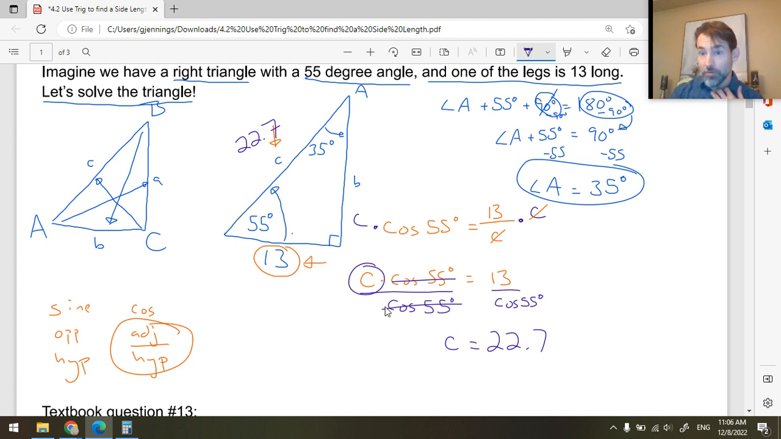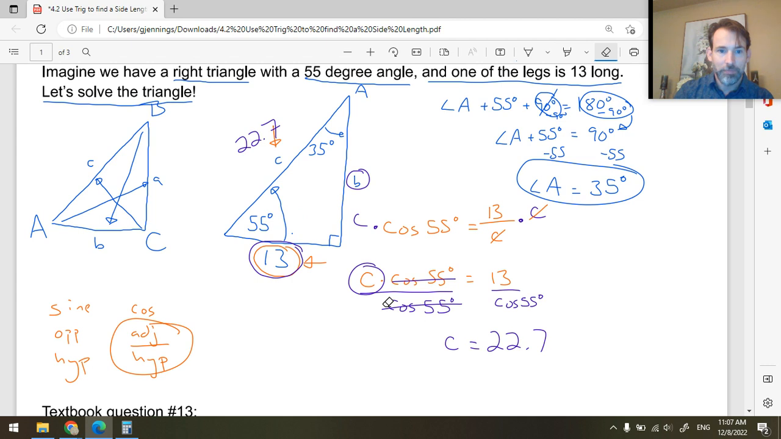Now we have two options of how we can solve for b at this point. Because we have two known sides, we could use Pythagorean theorem, or we could use a trigonometric ratio. Okay, so the trigonometric ratio that would relate this adjacent side to this opposite side. Remember, for the opposite side, I have to cross the triangle to get over there. The adjacent side is right next to that angle.